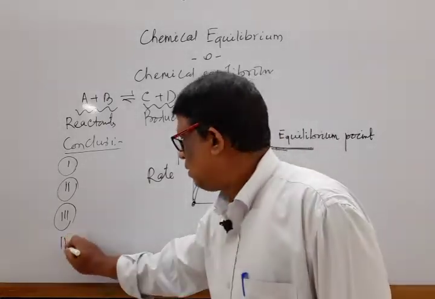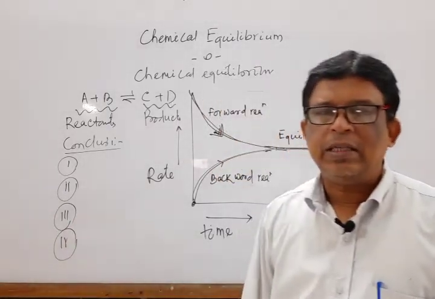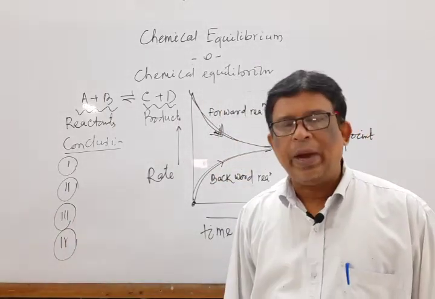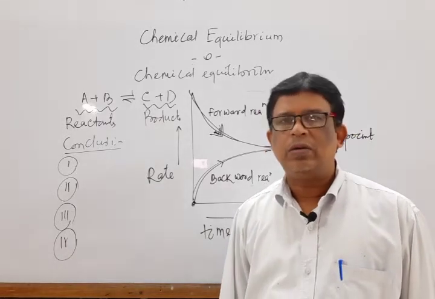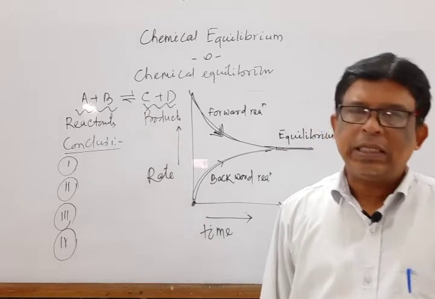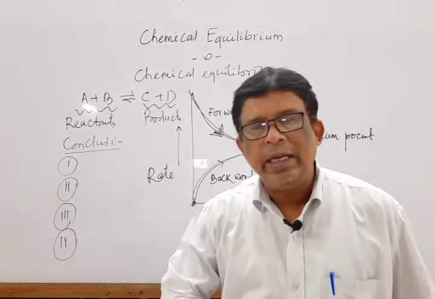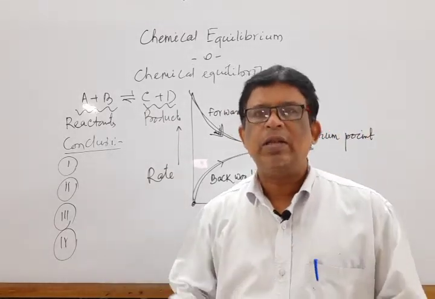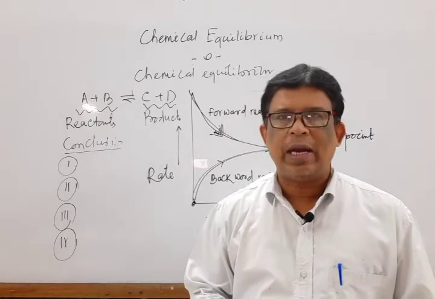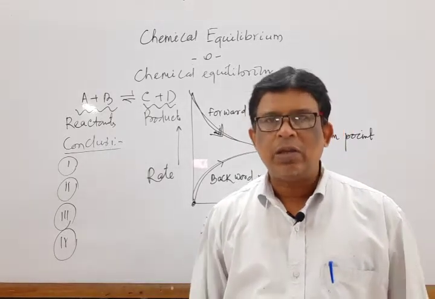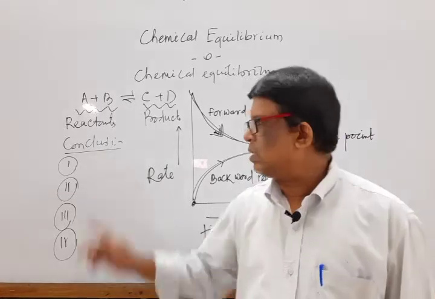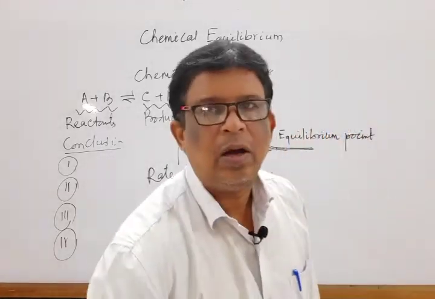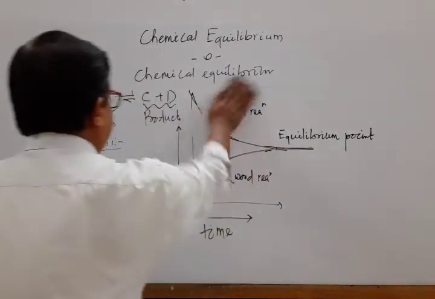Next point is, a catalyst does not affect the point of equilibrium. No doubt, the presence of a positive catalyst increases the rate of forward reaction and increases the rate of backward reaction, but does not alter the point of equilibrium. These are some characteristics of chemical equilibrium.